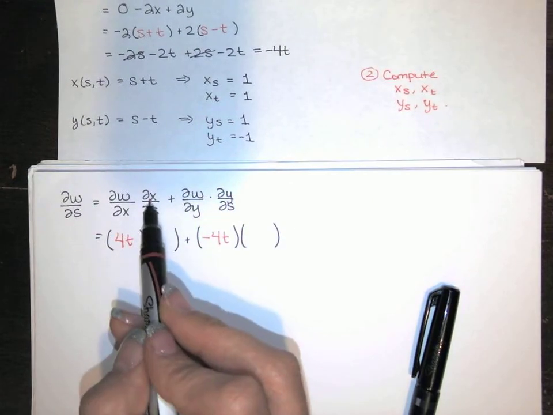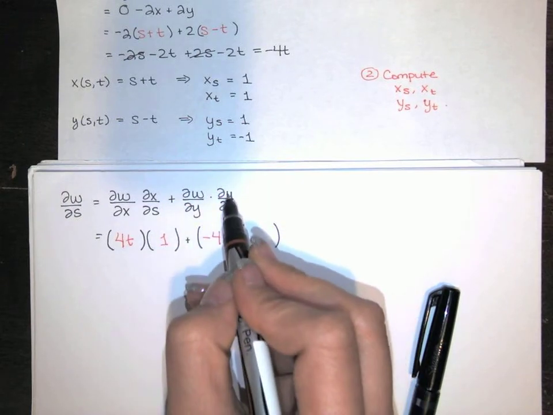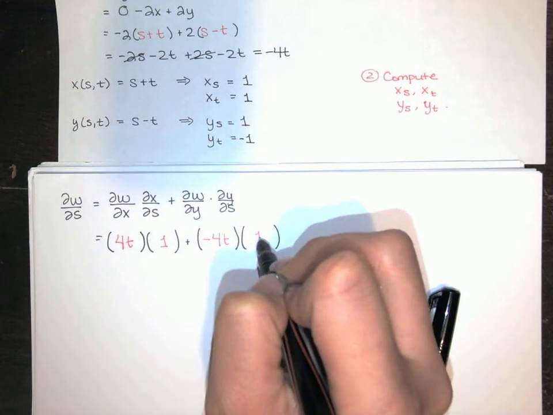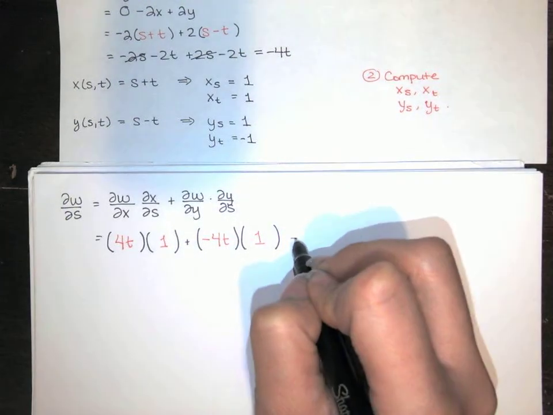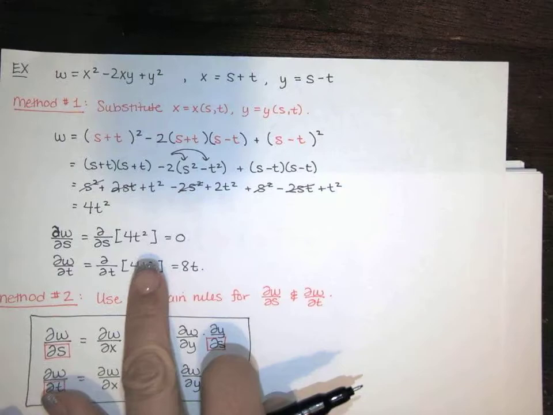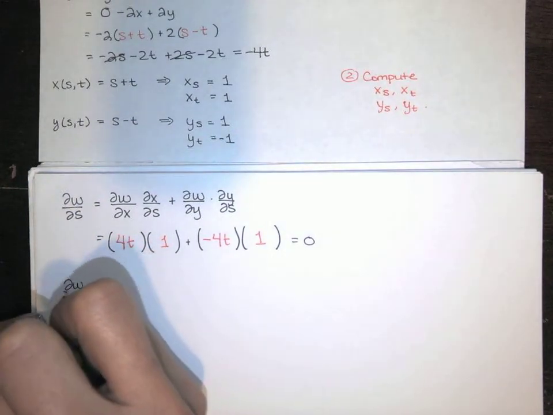And the derivative of x with respect to s, that was 1. And the derivative of y with respect to s, also 1. So I've got 4t minus 4t, which is 0. Hey, that's the same thing that we got over there. That's a very good sign. Okay, now let's look at the partial of w with respect to t as well.